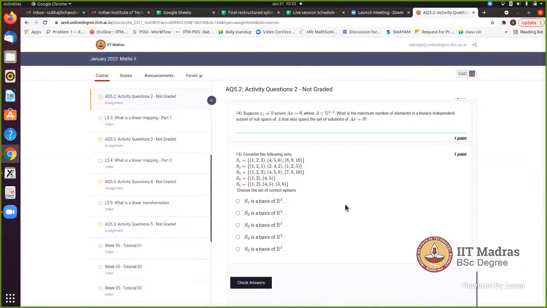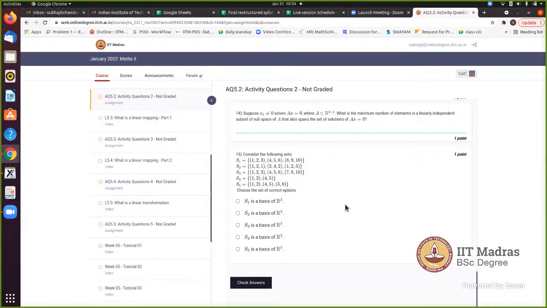That is for S1, S2, and S3. Now S4 is coming from R2. There are two vectors, so again this can form a basis if they are linearly independent. So you write the matrix and calculate the determinant. If the determinant is non-zero, then these are linearly independent, then it forms a basis. Correct? And S5 is not a basis. S5 cannot form a basis because there are three vectors, and in R2 the maximum number of linearly independent vectors can be 2. So this cannot be linearly independent, and so it cannot form a basis.